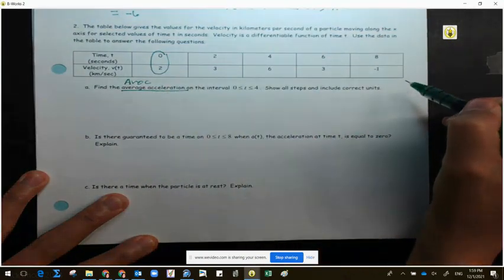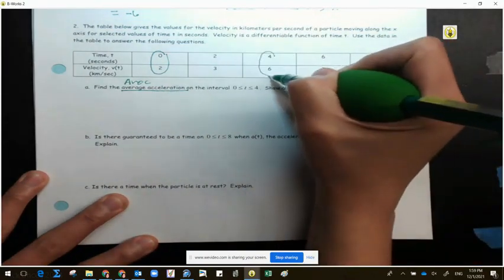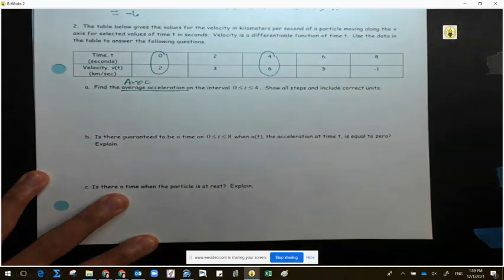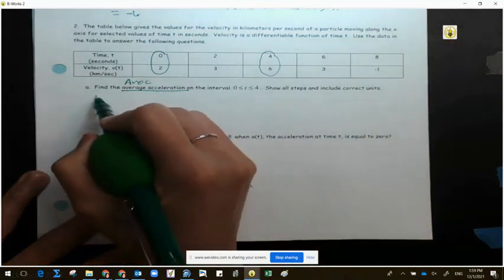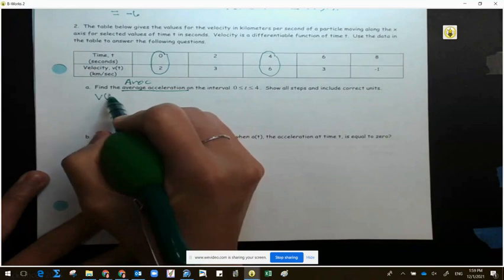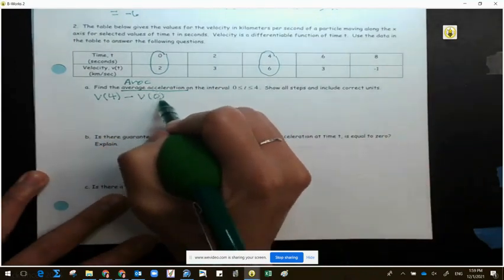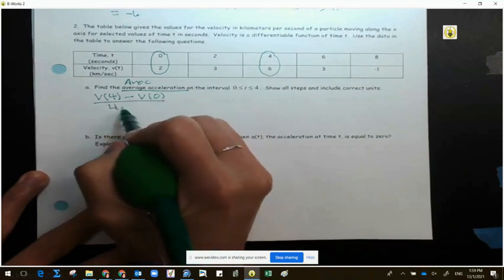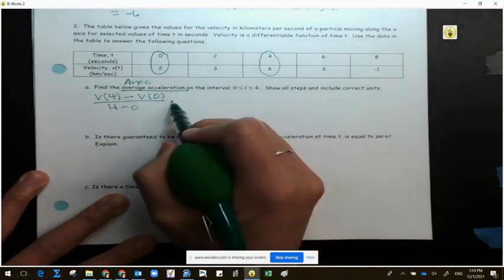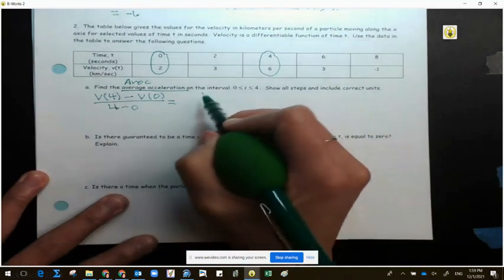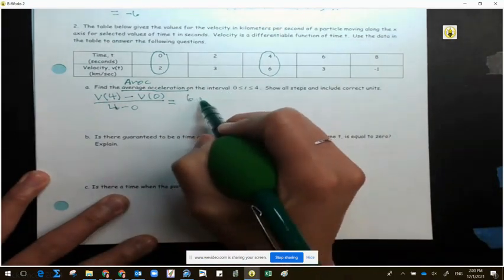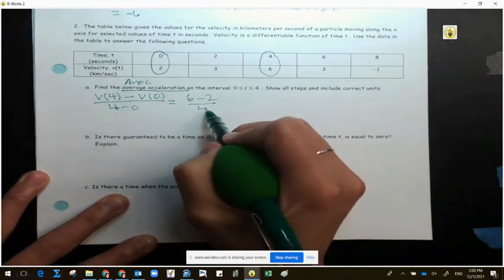And then we have it at 4. Is that right? So let's write our slope equation. It is v of 4 minus v of 0 over 4 minus 0. Then I'm going to plug in the actual values of the numerator. So we get 6 minus 2 over 4.